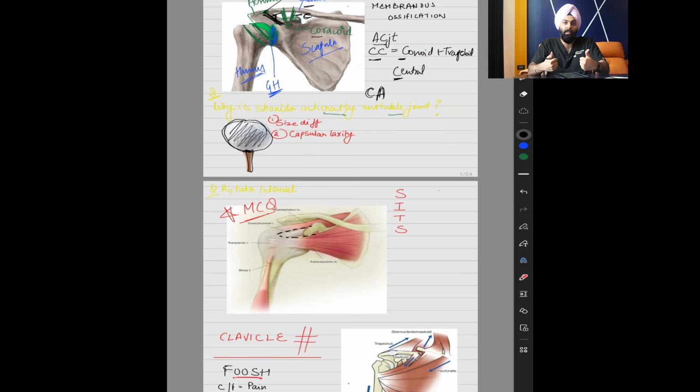The second reason is the capsular laxity, or the capsular attachment surrounding the humeral head. It becomes lax on movements. That is another reason. The third and final reason is that the shoulder joint is the only joint in the body that has the maximum range of motion. The shoulder joint has the most range of motion, and where motion is more, the chances of it being unstable are the maximum. Okay.